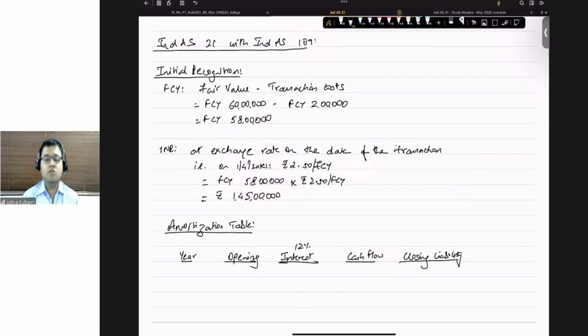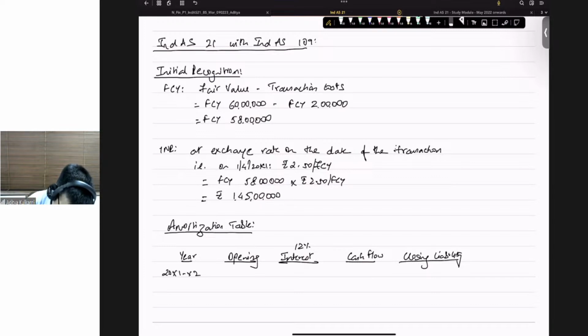Now, 20X1, X2. This table you will not prepare in INR. You will prepare it in foreign currency. Why? Because effective rate of interest depends on the foreign currency, not on the Indian currency. If you start putting Indian currency, your effective rate will change because there is an interference of exchange rates. So therefore, this table we will prepare in foreign currency, and then each transaction we will convert using Ind AS 21 principles.